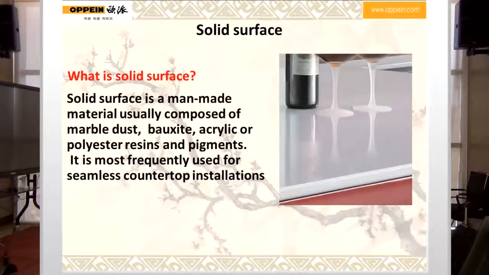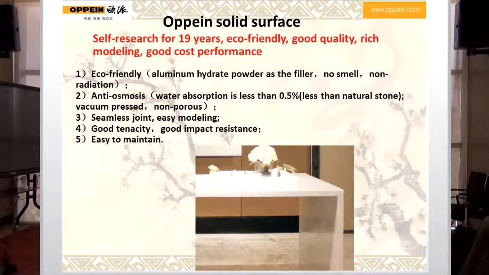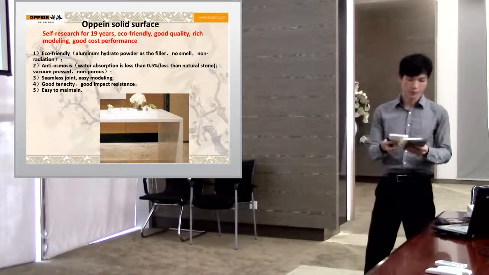Solid surface is a man-made material, usually composed of marble dust, bauxite, acrylic, and polyester resins and pigments. It is most frequently used for seamless countertop installations. Opaque solid surface, self-researched for 19 years. Eco-friendly, good quality modeling, good cost performance. This is the solid surface.